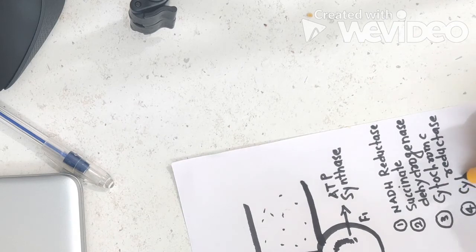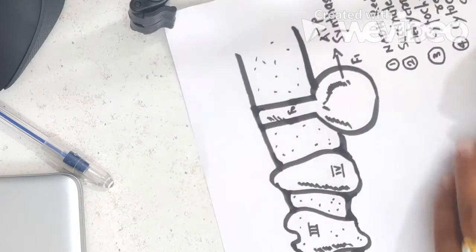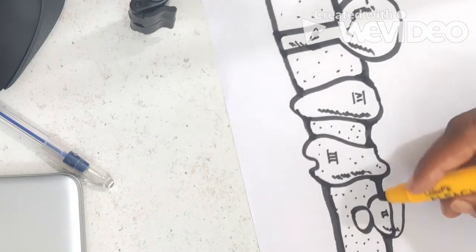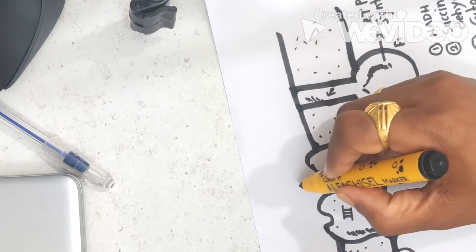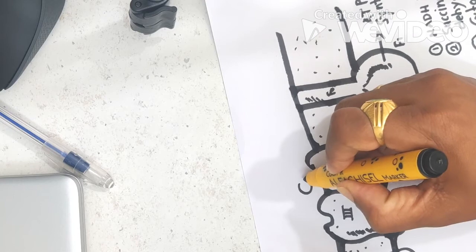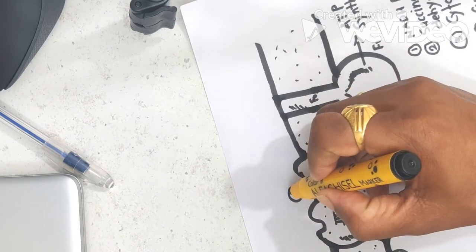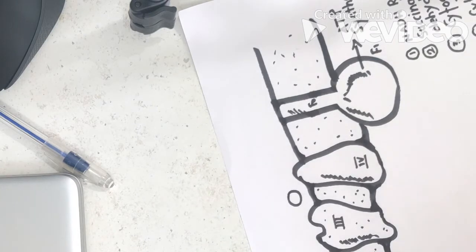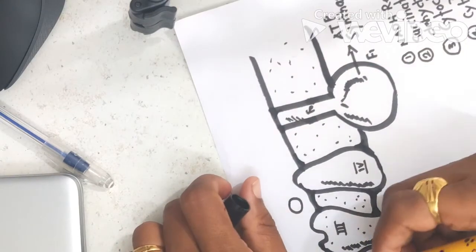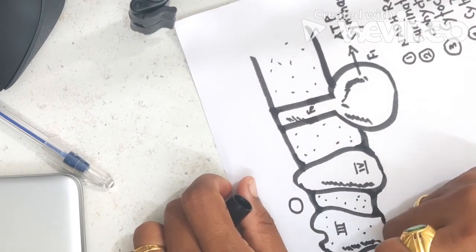Now, there are 2 assisting complexes also present inside the electron transport chain. That is the coenzyme quinone, which is embedded inside the inner mitochondrial membrane, and cytochrome C. Cytochrome C can change its position from one complex to another.